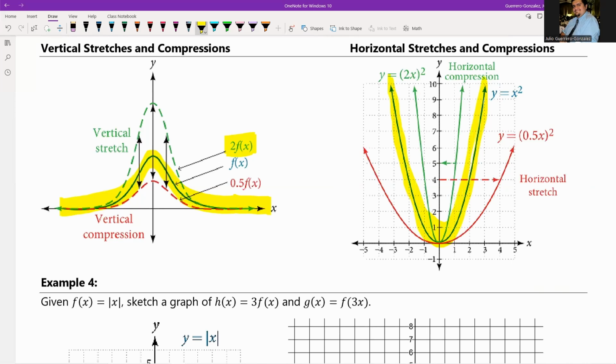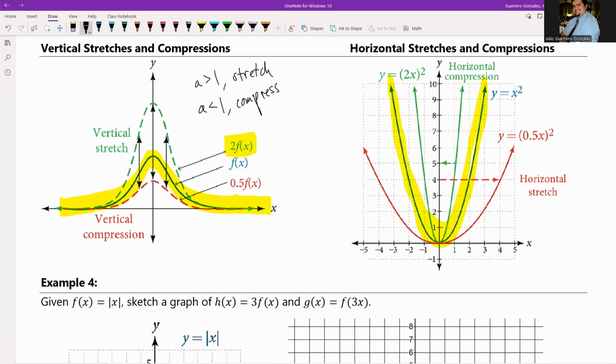2 times f of x is going to stretch it vertically like that, like this right here, the green. 0.5 compresses it. That's the red one that's down below. Got it? So in general, for the vertical stretch, if we have a bigger than 1, it's a stretch. If a is less than 1, we compress it, we squish it down.